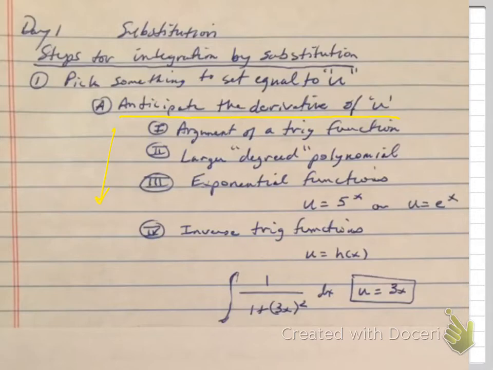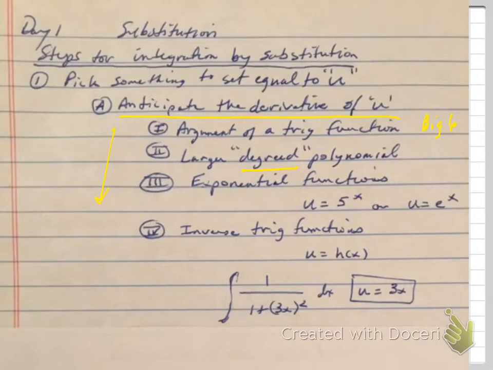If you have the big 6 and your angle is something other than x, you need to use u equal to whatever the argument is. So like if it's sine of 6x, you need to let u be equal to 6x. Another one is the larger degree. I don't know if that's a real word or not, but we're going to use it. The polynomial that has the larger degree.